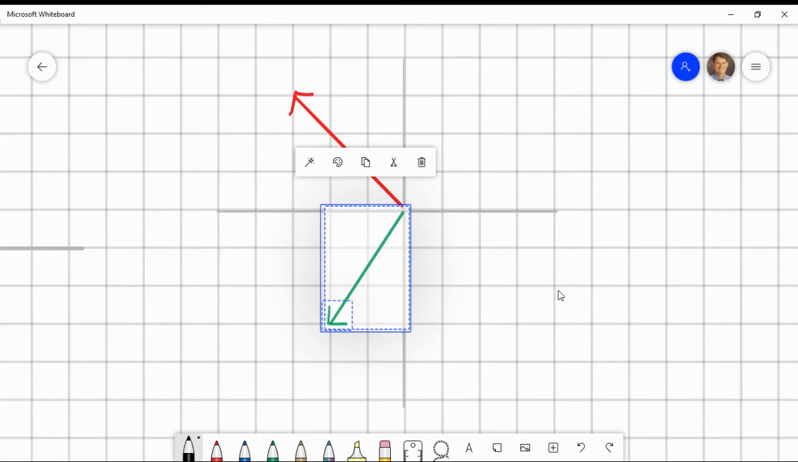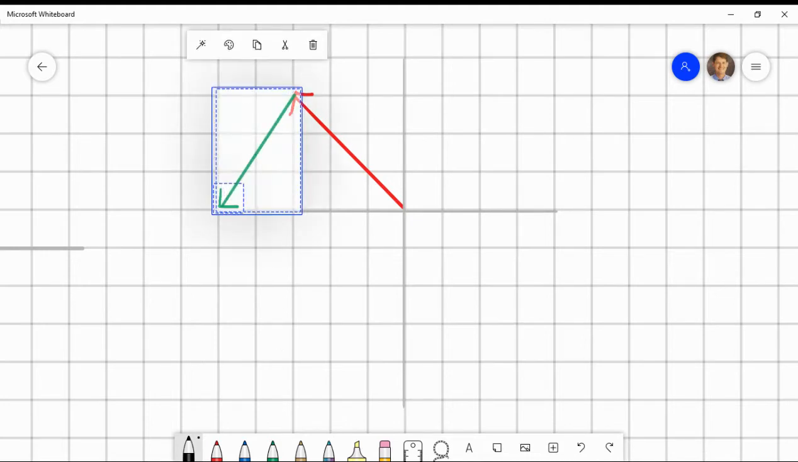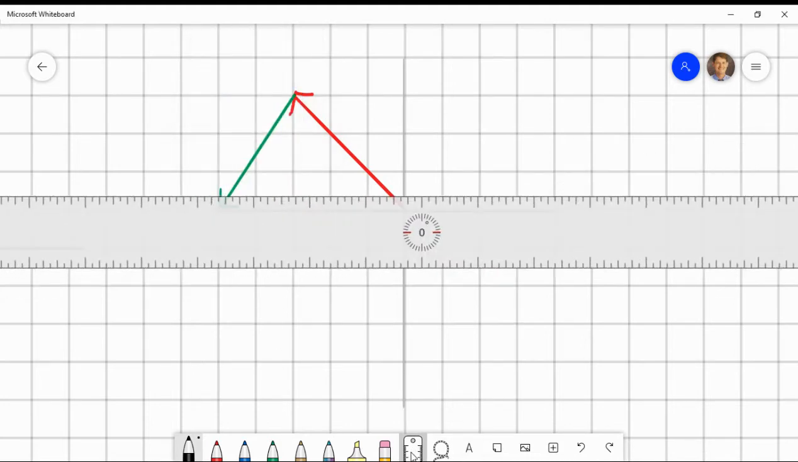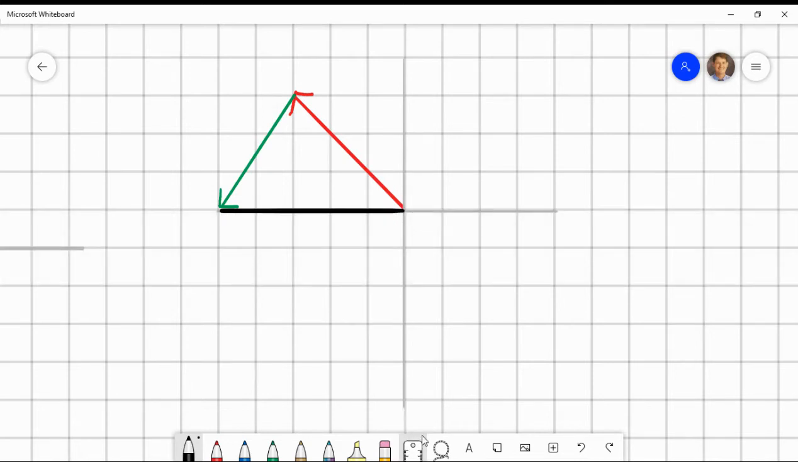If I want to add up vectors graphically, all I have to do is draw one vector. So I would draw the red vector, and then I would draw the green vector so that its tail comes out of the tip of the red vector. And then my resultant vector would span from the tail of the first one I drew to the tip of the last one that I drew. So there's my resultant vector.